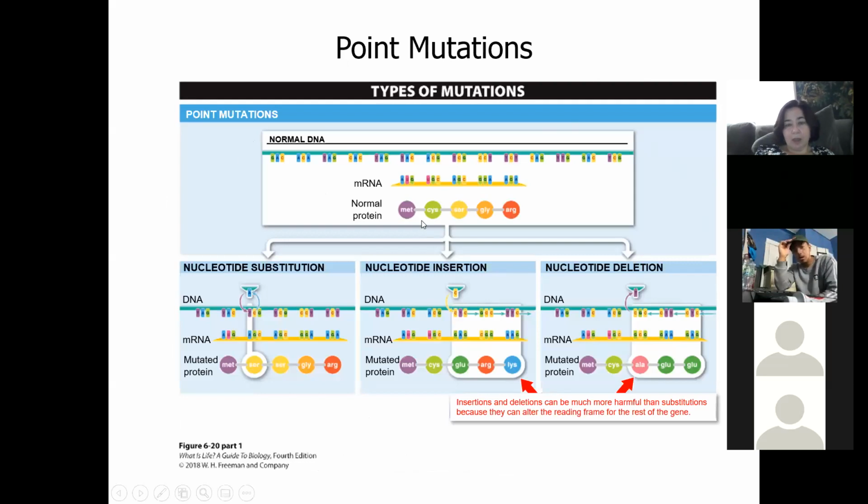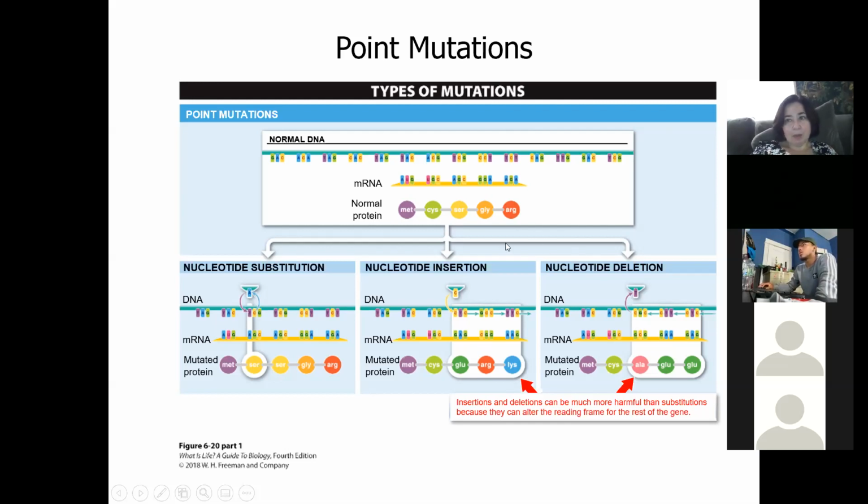So this is normal DNA, right? Normal DNA, normal code, normal protein. One mutation on the level of the DNA could be substitution. You just get the wrong nucleotide, right? Wrong nucleotide, you get the wrong amino acid, which can affect the function of the protein. Insertion, you have an extra nucleotide, and that's going to screw up a big part of the protein. The same happens when there's a deletion, removal, okay?